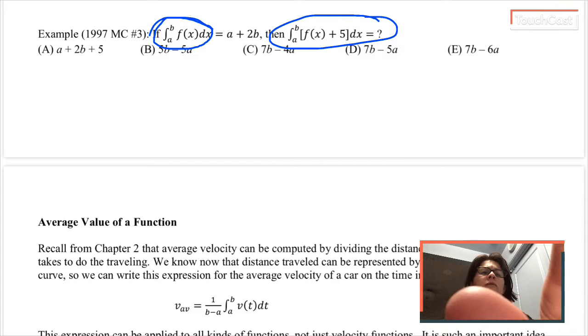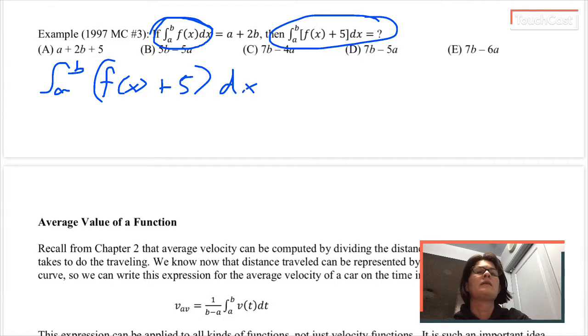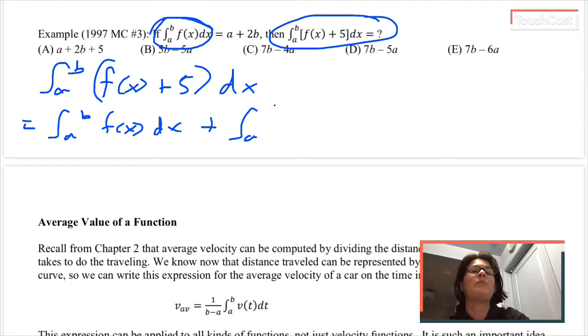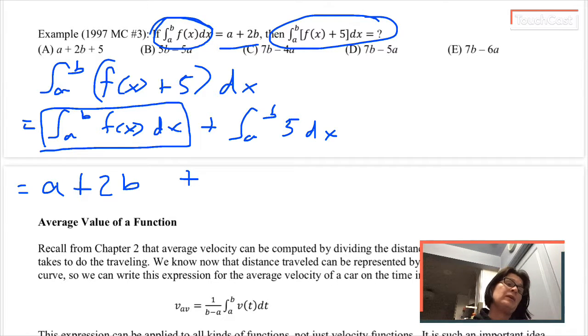So if I'm going to have the integral from a to b of f of x plus 5 dx, I'm going to rewrite that as the sum of two integrals. That's the integral from a to b of f of x dx plus the integral from a to b of 5 dx. So this part I know is exactly equal to a plus 2b. And I'm going to have to add whatever I think the integral from a to b of 5 is.